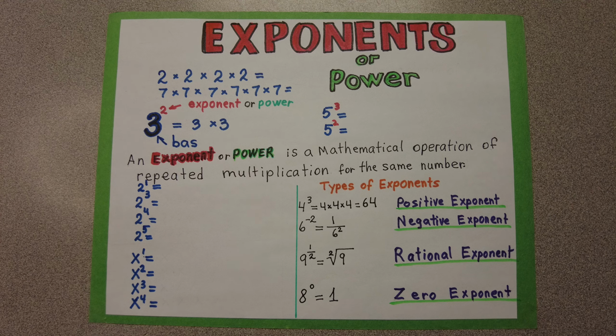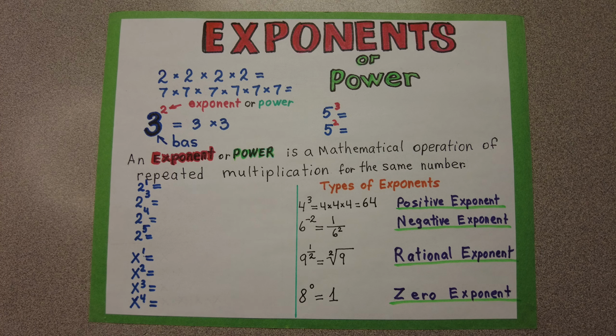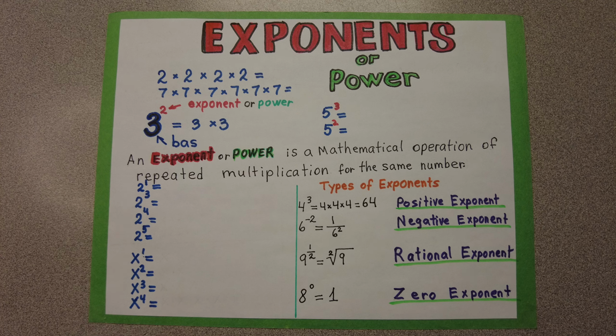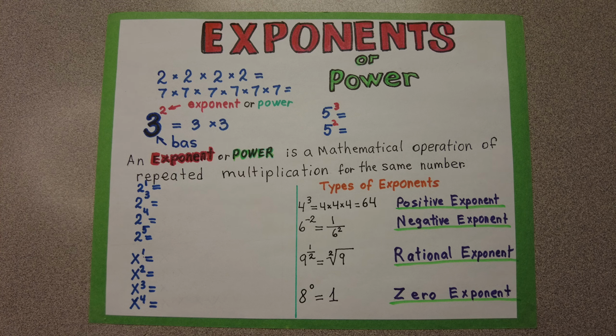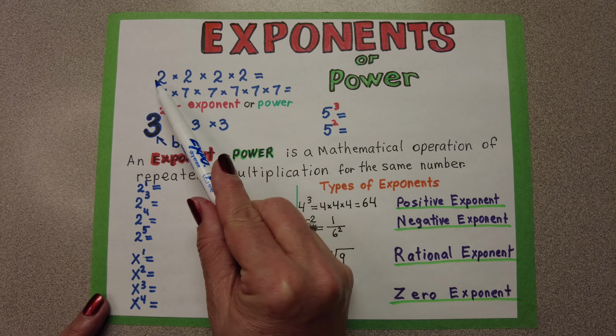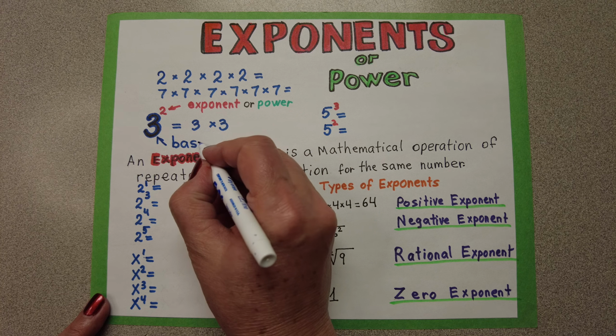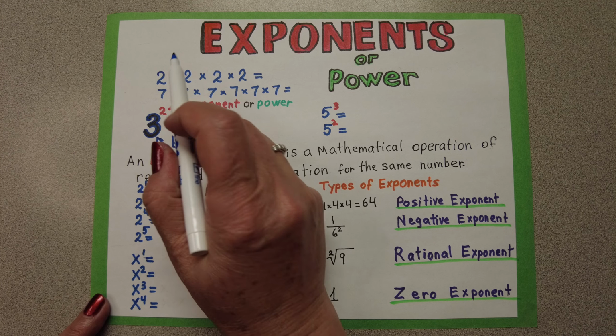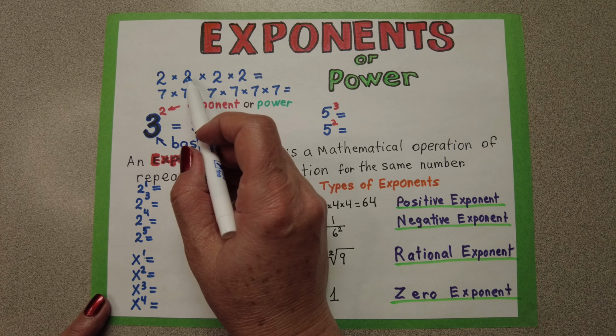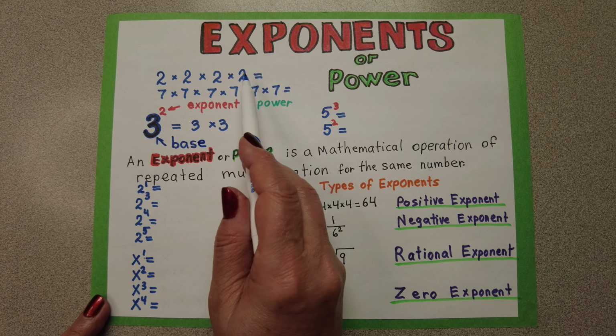What is an exponent or power? An exponent or power is a mathematical operation of repeated multiplication of the same number. Let's say here we have 2 times 2 times 2 times 2.